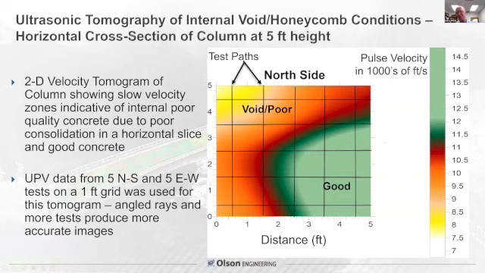You can get much better resolution if you go tighter, but you can see only about a quarter of this column had good velocities above 12,000 feet per second. That's generally considered good quality concrete. 10 to 12 is questionable, and below 10 is poor to very poor. And these are in thousands of feet per second in the color scale. So green is good. A lot of people like the traffic light approach. Green is good, yellow is questionable, and red is bad. You have to stop. It's simple.